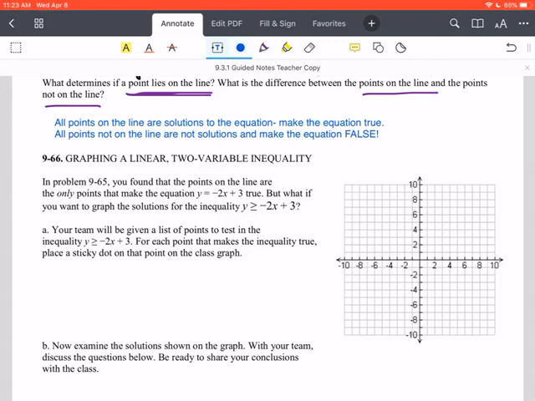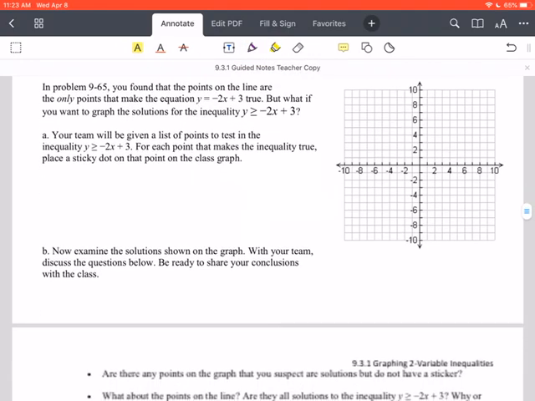That's a key idea. All points on the line are solutions to the equation. They make the equation true. But all points that are not on the line make the equation false. Now, I want to stress that we're working with an equation right now. We don't have anything to do with greater than or less than symbols. Okay, but now we're going to introduce the greater than and less than symbols.